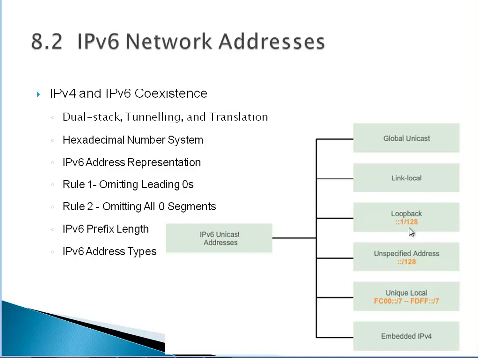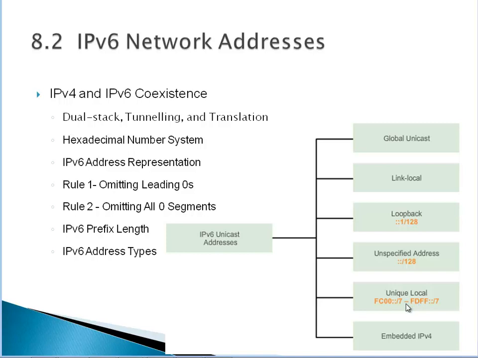Then we have a loopback address. Loopback address is for testing that your network device has been installed properly and the TCP/IP stack has been configured correctly. The first address is reserved for the loopback, so ::1 is the first address. Unspecified address, :: with nothing, means that it doesn't have an IPv6 address yet, and it's trying to give an IPv6 address to itself.